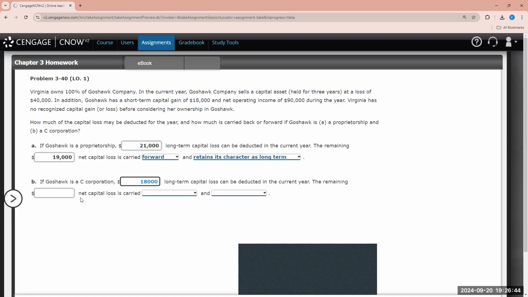And then from there, the remaining $22,000 is carried back and then forward, and it's treated as a short-term capital loss.